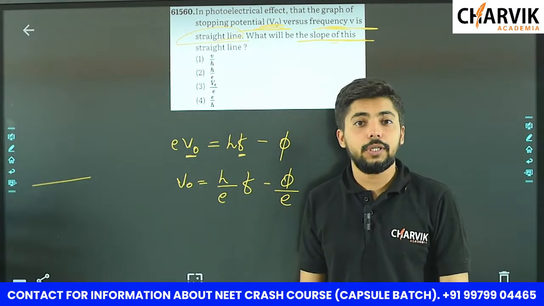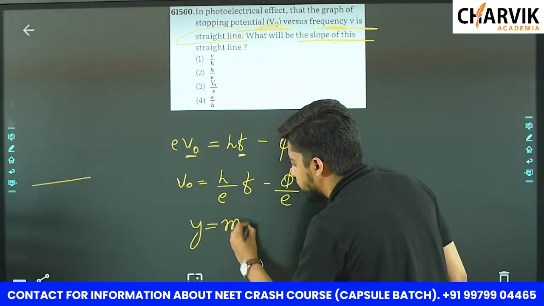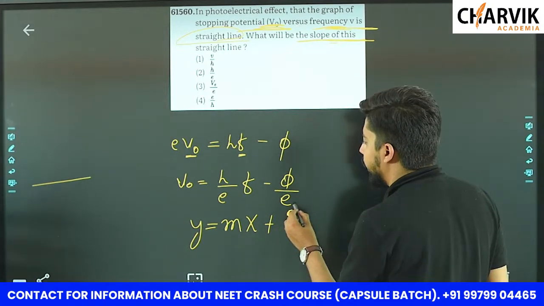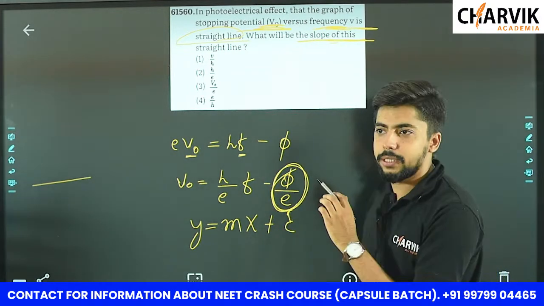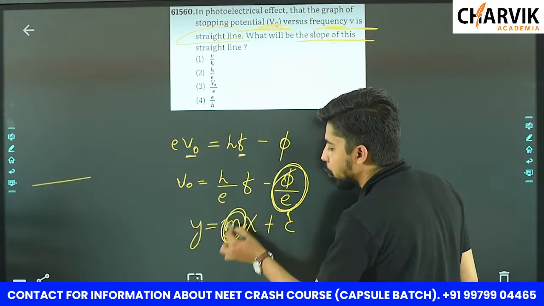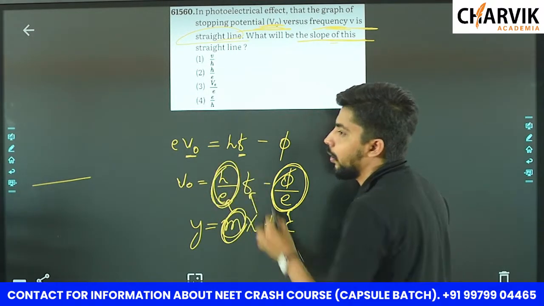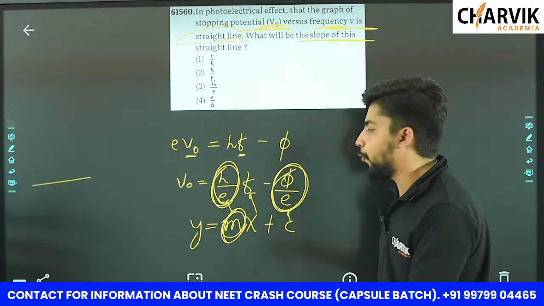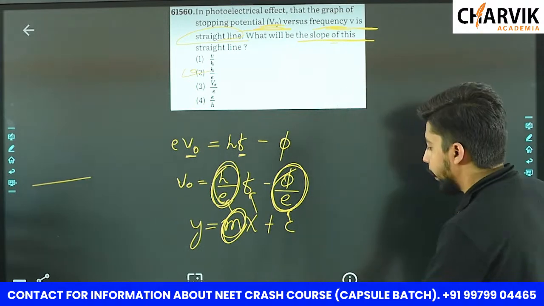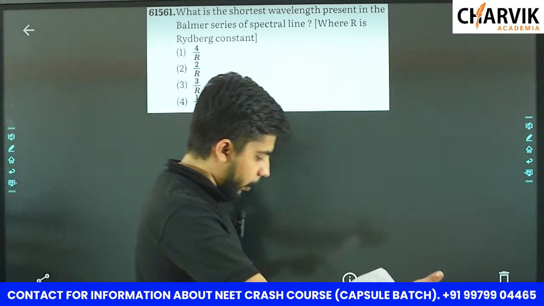Now we have the equation of the straight line, which is y equals mx plus c. If they ask you the intercept, then this will become your intercept. Right now they are not asking it, we are just discussing in case they ask you in the next paper. And what is the slope? m is the slope, which is the coefficient of x, and the coefficient of x is h divided by e. So now your answer for the slope becomes h divided by e, which is given in the second option. Okay, let us move to the next question, which I think becomes our last question.